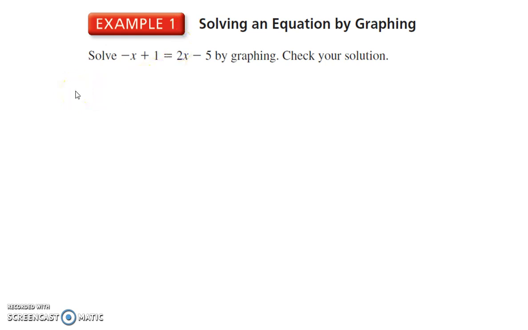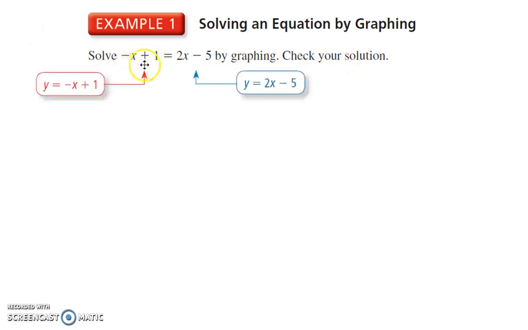Now, in your book, what they suggest to do here is to solve this by graphing, so to split these up. This is kind of in slope-intercept form, right? Negative x plus 1. So I could write y equals negative x plus 1, and then split this one up into y equals 2x minus 5. That's kind of doing the reverse of what we did the other way, where we said I can substitute. If I know that y is this, I could plug that in for y here, and make this equation. So now they're going backwards, and they're saying solve this by graphing.